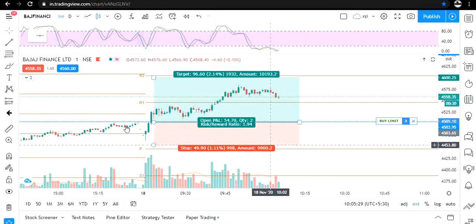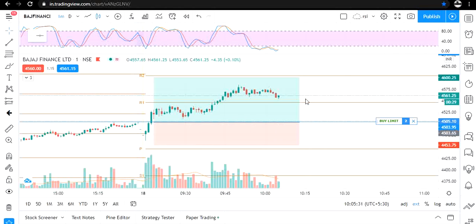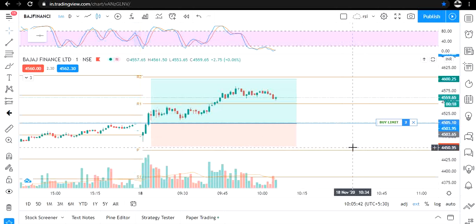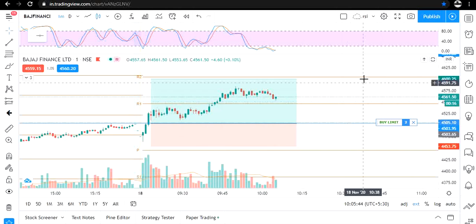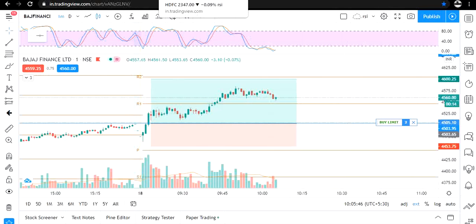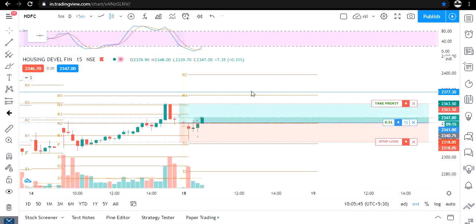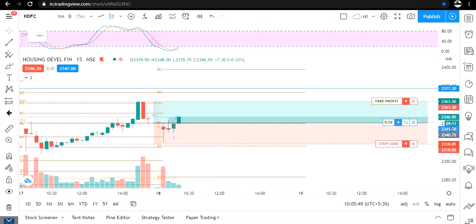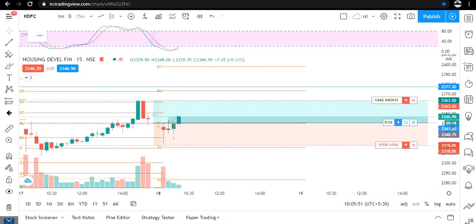So no problem. These were the two stocks, traders, in which I was going to trade, but what we are going to do today is that as we have not got entry with the strategy which we use daily, today we are going to practice a new strategy in which I have taken the trade. So I have taken a trade in HDFC with a new strategy.